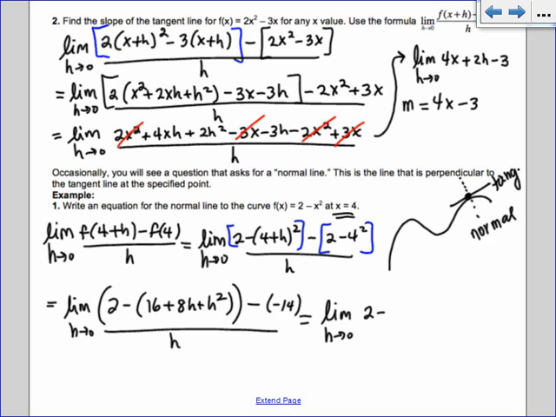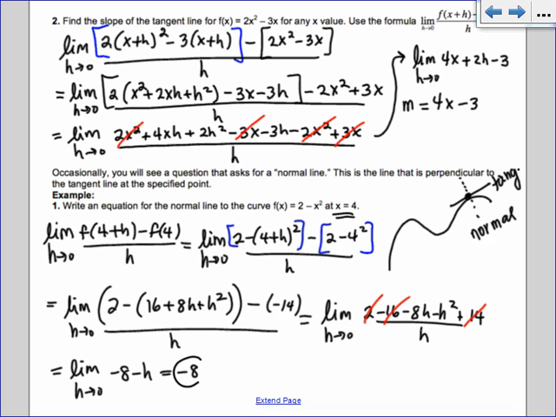All right, so we have 2 minus 16 minus 8h minus h squared plus 14. So see how our numbers go away. 2 minus 16 plus 14. Negative 14 plus 14. So we get the limit as h goes to 0. We have negative 8 minus h. So we get negative 8. Okay, that's our slope.